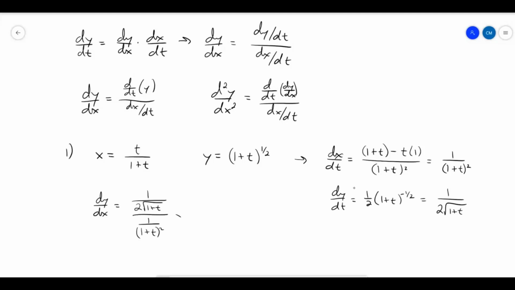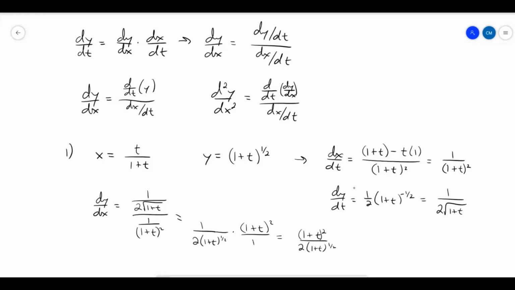You can simplify that. I'm going to go ahead and rewrite that as a fractional exponent again. The denominator, you can invert it and multiply, so 1 plus t squared over 1. Right? Multiply these, we're left with (1 plus t) squared over 2 times (1 plus t) to the 1/2.